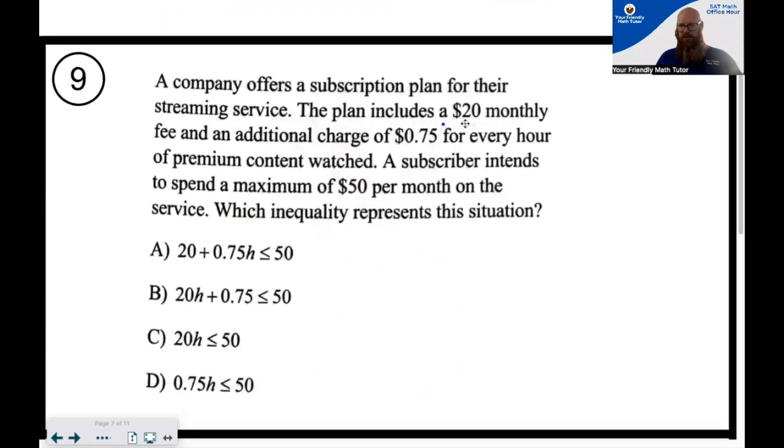So it includes a $20 monthly fee and an additional charge of 75 cents for every hour. So if it's a $20 monthly fee, when there's a fee, that usually just is the number that shows up by itself. And then the additional charge per hour, that's what's being multiplied by the variable. So given that, only A makes sense. All right. So again, we kind of get this by just reading one sentence out of the problem.